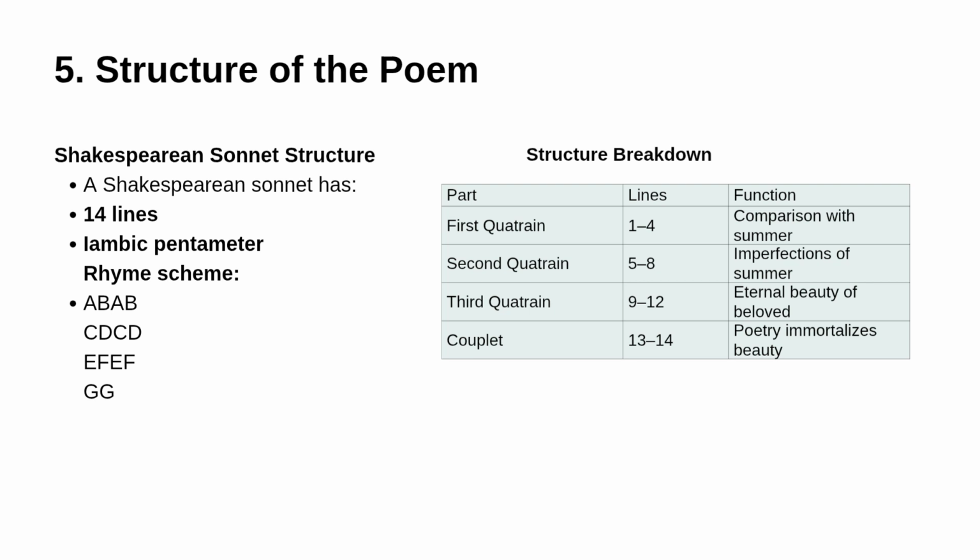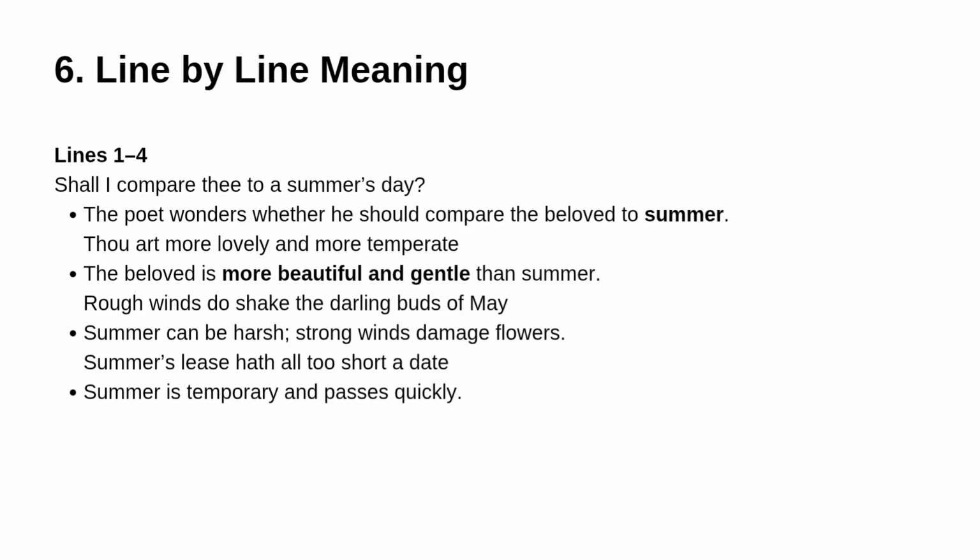Finally, the poem ends with a rhyming couplet in lines 13 and 14. In this powerful conclusion, Shakespeare states that as long as human beings continue to live and read, the poem will survive, and through this poem the beloved's beauty will remain immortal. Now let us carefully analyze the first quatrain of Sonnet 18, written by William Shakespeare.